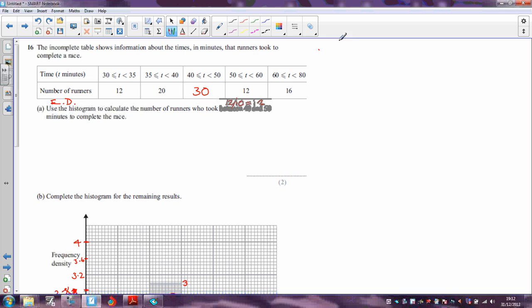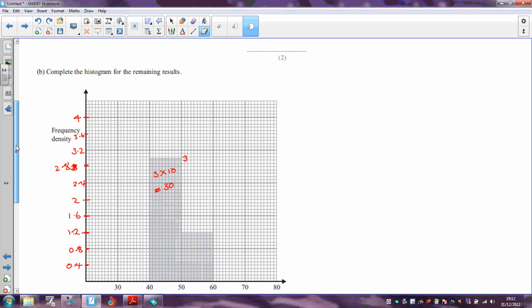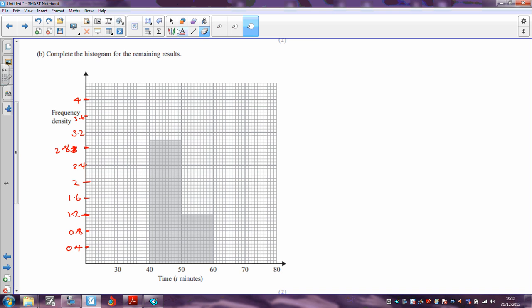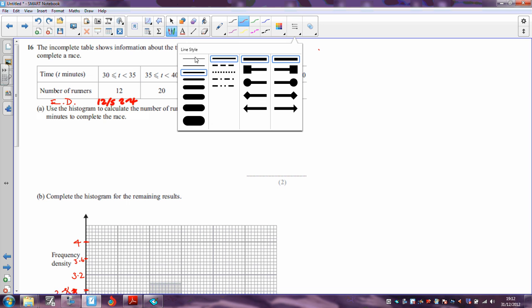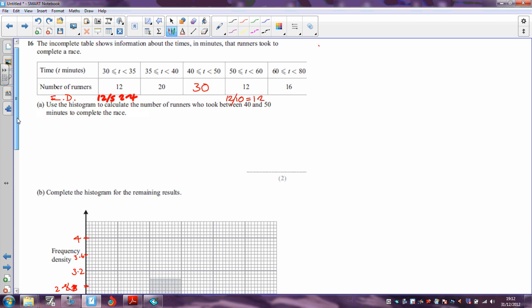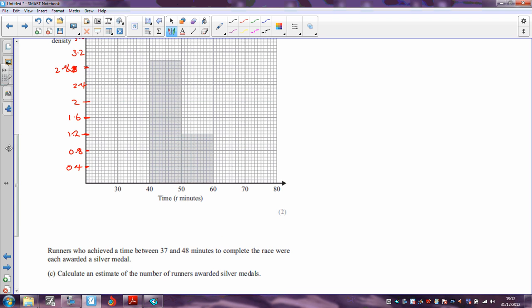Okay, right, let's have a look at the next part of the question. I'm just going to rub this bit out on here. Okay, right, next part of the question. What we've got is we need to now fill in the histogram. So let's look at this first group. The frequency density for this first group is going to be 12 divided by, from 30 to 35, well that's 5. 12 divided by 5 is going to be 2.4. So for that first group there, the frequency density is going to be 2.4 for the 30 to 35 group.